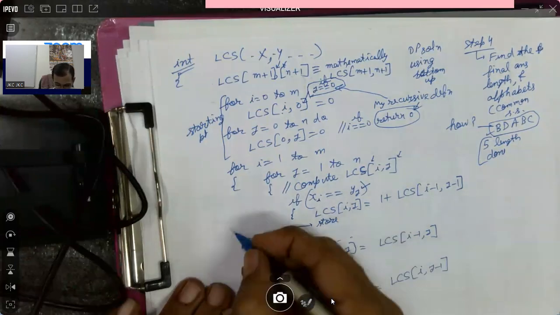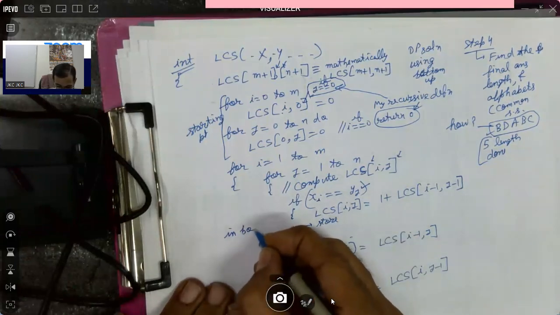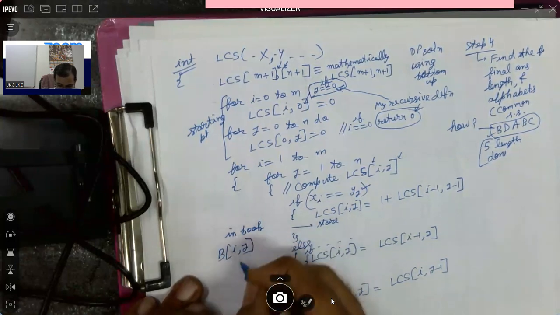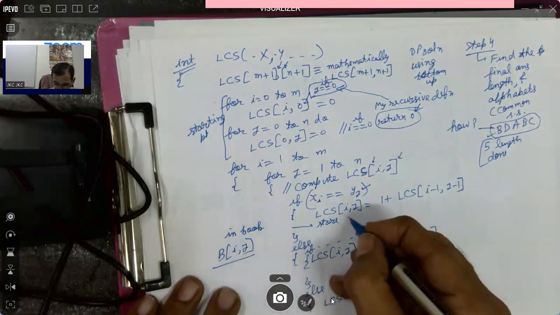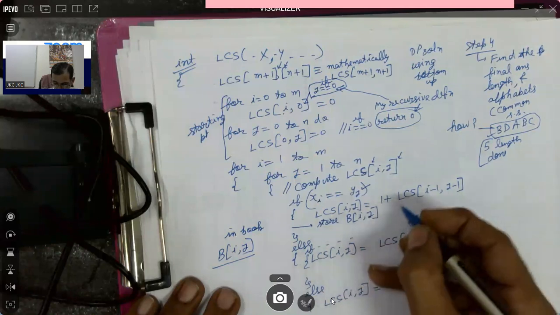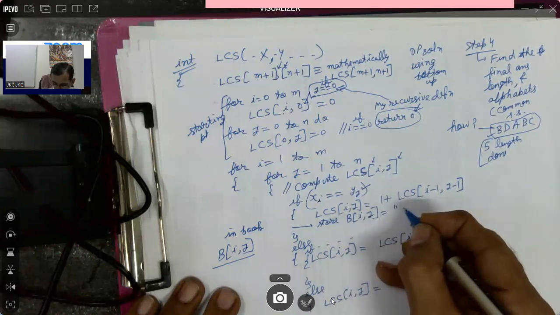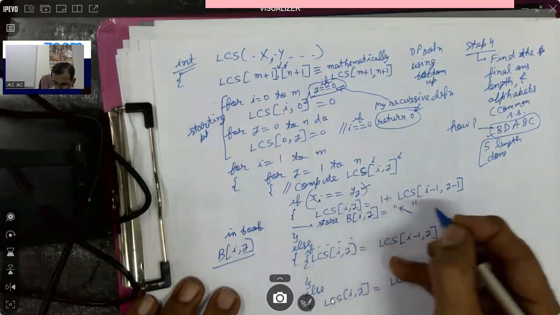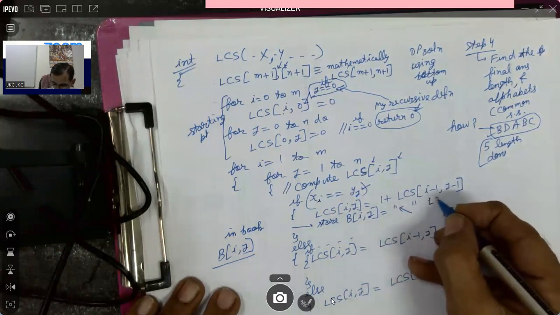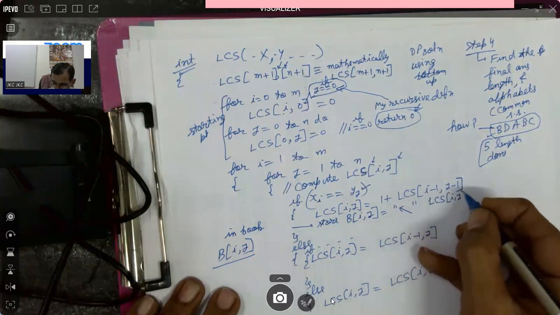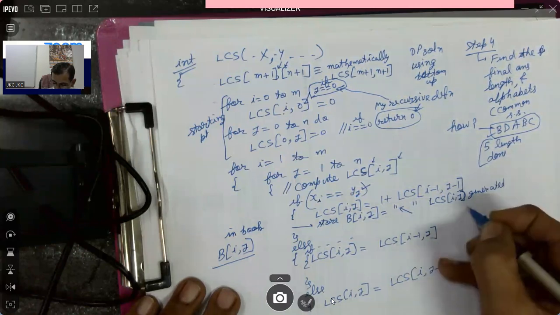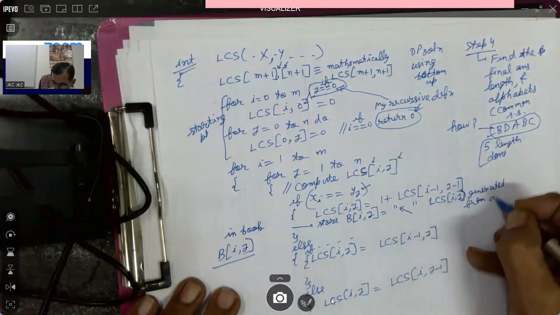In the book, there is a different concept used. They have used array B, a 2D array, to store the results. So I'm just explaining that also, although that is not very efficient. So they have stored B[i][j] to be equal to an arrow telling that this LCS i, j was generated via the diagonal up, from the diagonal up cell.